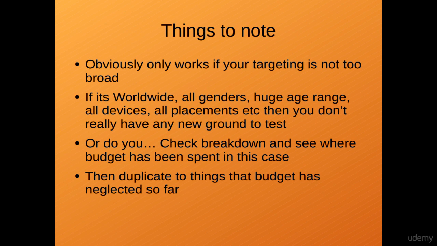So you keep the original running to all devices and the duplicate you'd run to just desktop, because that way you know with 100% certainty where your budget is going to be spent with this new ad set, and it's going to be spent on just desktop because that is what you've put in the settings for this duplicate. And then you can see if perhaps desktop is going to work. So basically, to summarize, what you would do is just duplicate to things that the budget has neglected so far. So in the example I just spoke about, it would be desktop because it only used 5% of the budget.